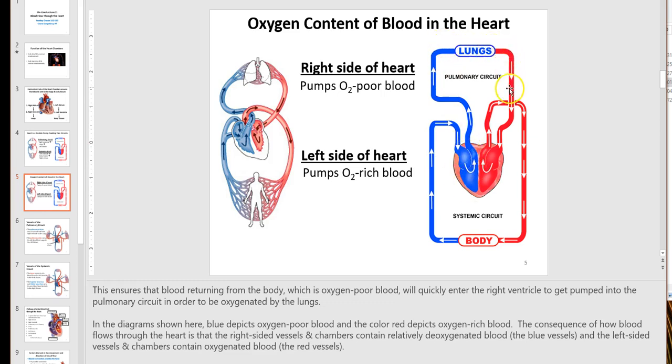Then the left side of the heart pumps oxygenated blood. From the pulmonary circuit, oxygenated blood returns to the left atrium, which pumps the blood into the left ventricle, which pumps blood out the aorta to the rest of the body in the systemic circuit. So this oxygenated blood from the lungs is what gets sent throughout the systemic circuit.